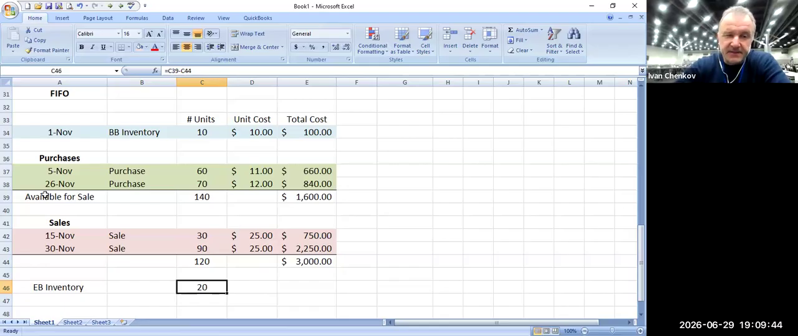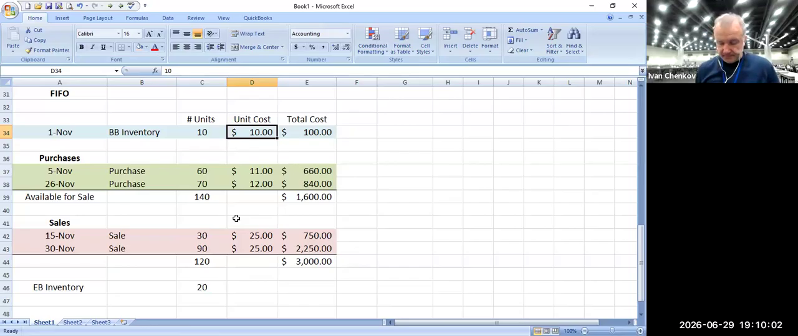By using first in, first out. Whatever comes first, that goes out first. That's what is sold first. Is it possible for those 20 units ending inventory to have units from my beginning balance at the end of the month? What do you think? Is it clear for everybody that it's not possible to have any units left from the beginning balance?